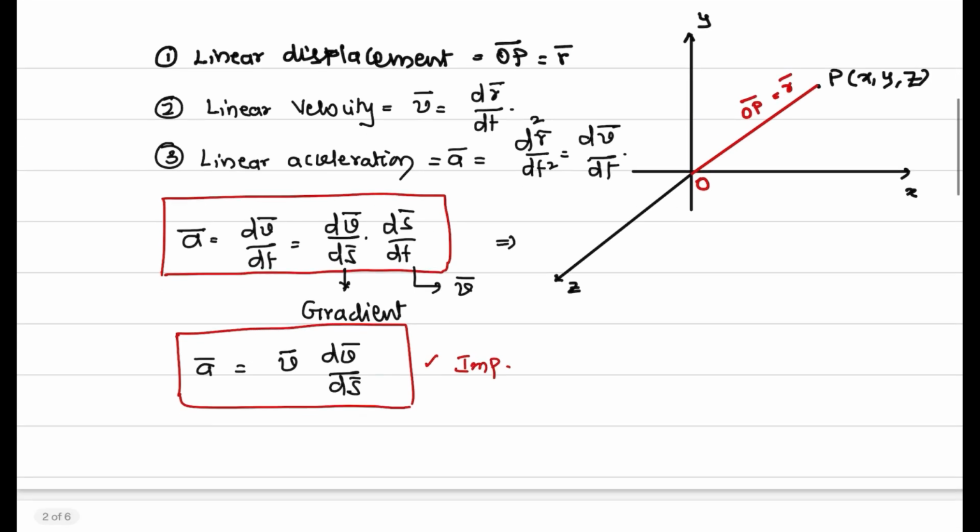Now, next is, what is momentum? Momentum is a vector. It is written by p, small p. Mass into velocity. Mass is a scalar. v is a vector. Please, it's also very important.